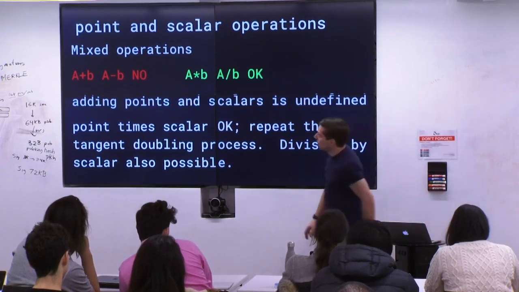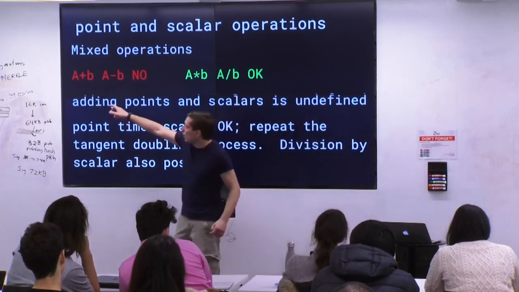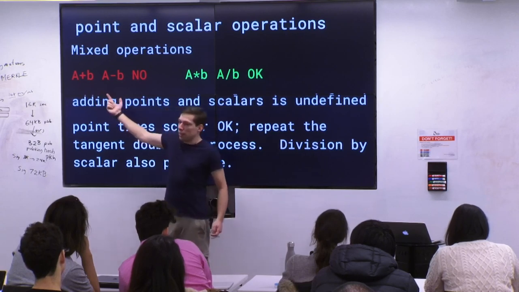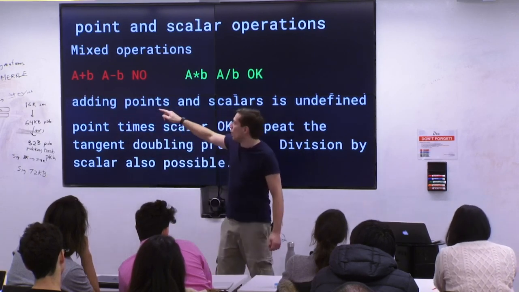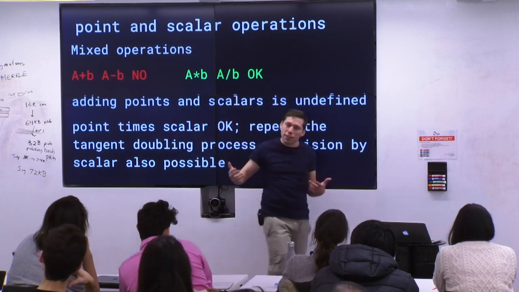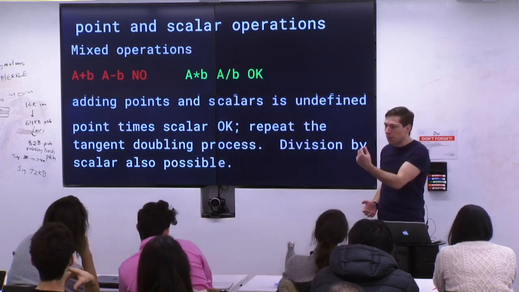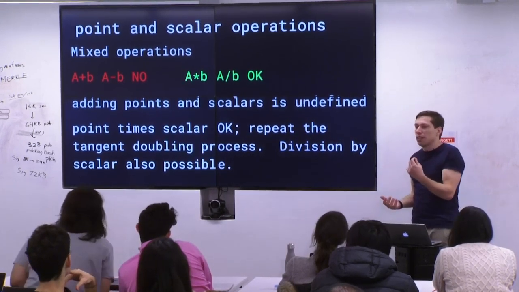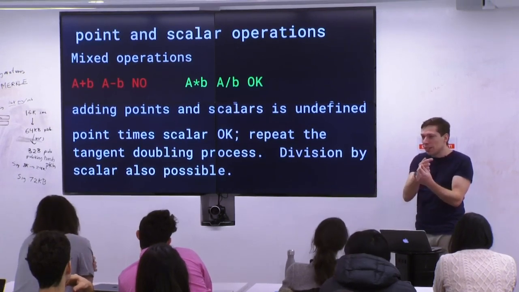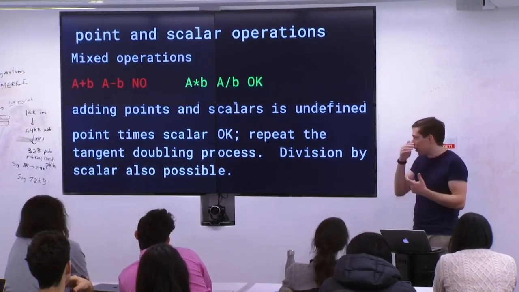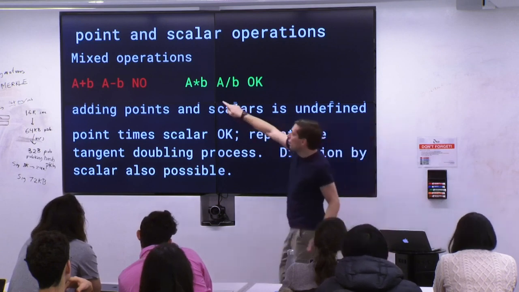So mixed operations. You cannot add a point and an integer, or subtract a point and an integer. Like, that's not defined, right? You say, okay, here's this point p minus 7. Well, does that mean move the x-axis? Does that mean move the y? Like, it's not defined. However, you can do this, right?